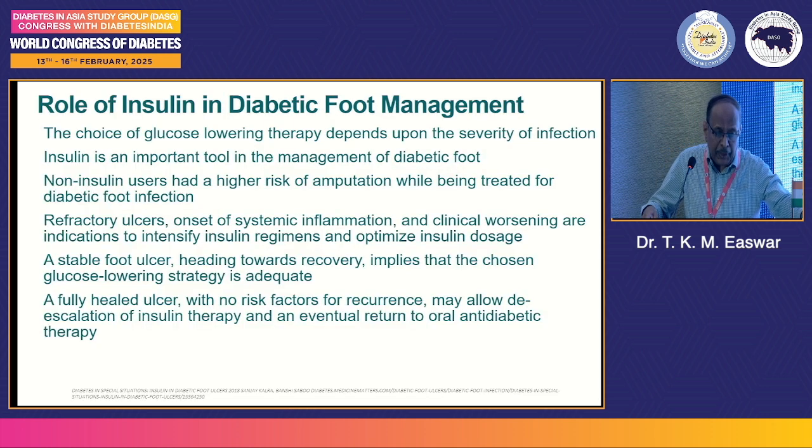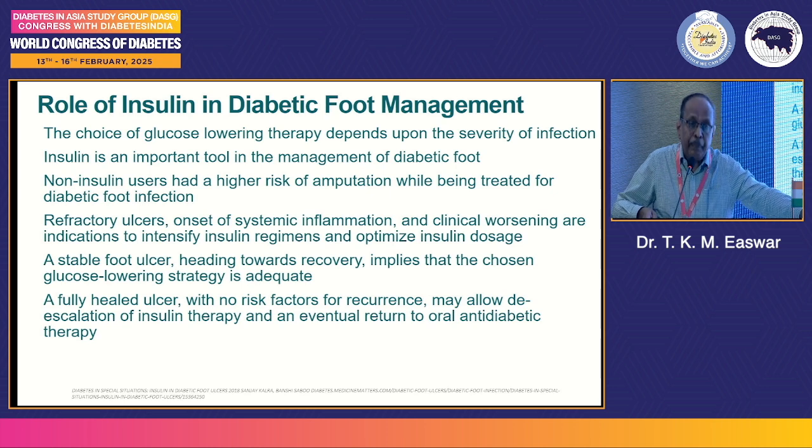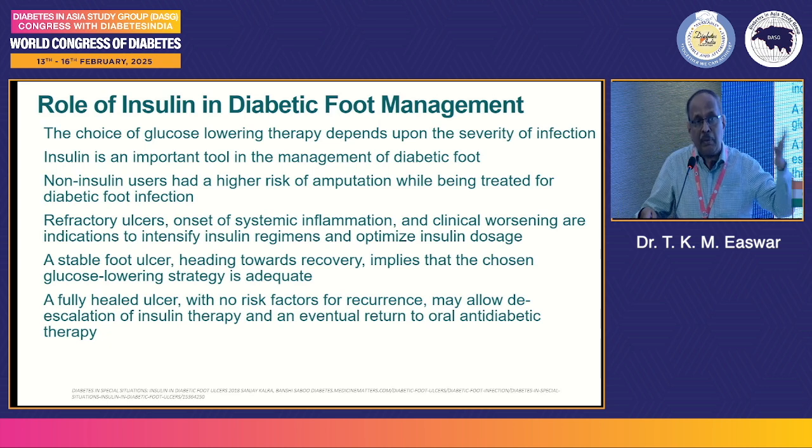Generally, the choice of treatment, what we are using, depends on the severity of infection. So if it's a non-infected ulcer, just offloading is needed, and patient is on oral therapy, we can continue with the oral therapy. But if there is an infection or some other problem is there, or if the sugars are very high, uncontrolled, then obviously insulin is the tool for the management of diabetic foot. Because if there is a diabetic foot infection being treated with oral versus insulin, those who are treated with oral, there was a higher chance of amputation because blood sugars were not controlled adequately.